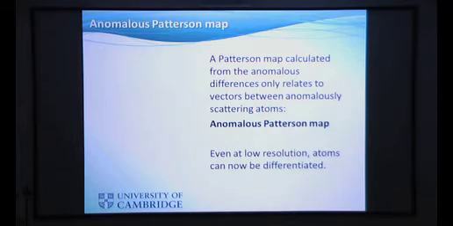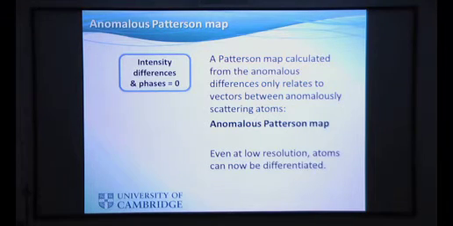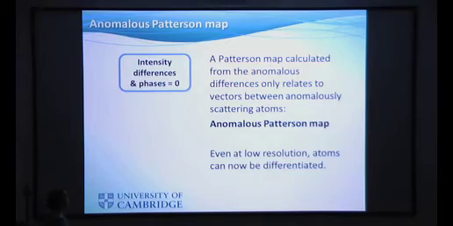So here we come again to the Patterson map. A Patterson map can be calculated. Instead of using intensities, we can take differences of intensities. You have seen the Friedel mates now have different lengths, right? Consequently, the Friedel mates now have different intensities. If we calculate the difference between them, we get some intensity difference, and we still don't know anything about the phases, so we have to set them to 0.